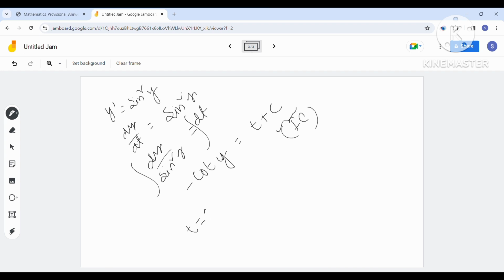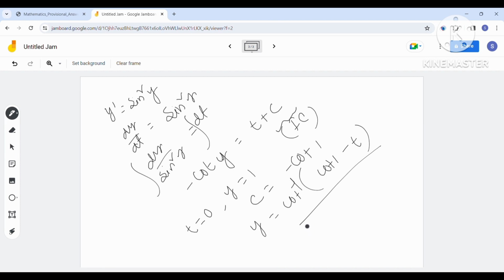Now it is given the initial condition that at t equal to 0, y is 1. So c is minus cot 1. So you have y equal to cot inverse of (cot 1 minus t), and cot inverse is bounded but not periodic. If you know the graph of cot inverse, then you can see it is not periodic.